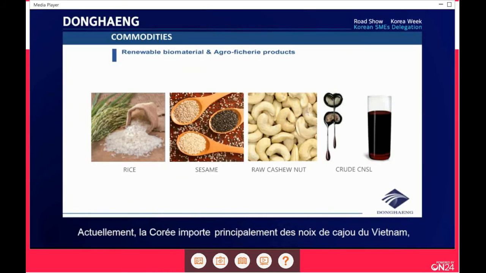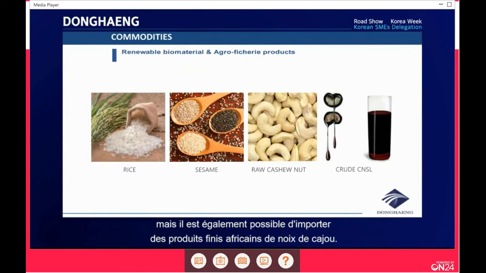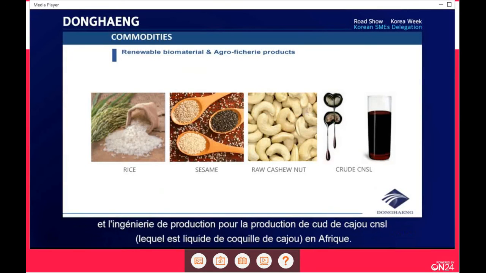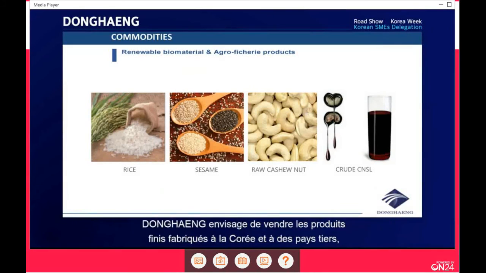Currently, Korea mainly imports cashew nuts from Vietnam, but it is also possible to import African cashew nut end products as well. For our next stage in business development, we plan to fully support JV investments and production engineering for the production of cashew nut crude CNSL in Africa, which is cashew nutshell liquid. DONGHAENG has plans to sell the produced end products to Korea and third countries.